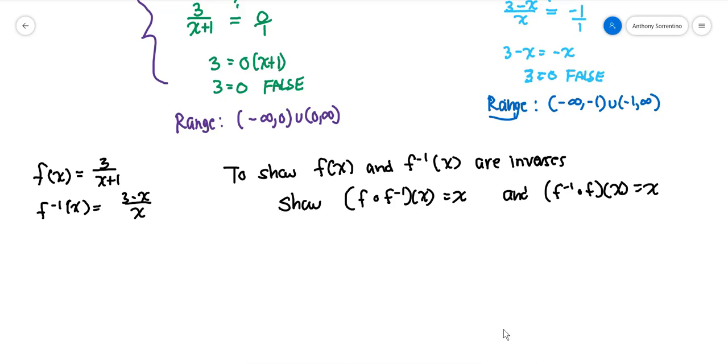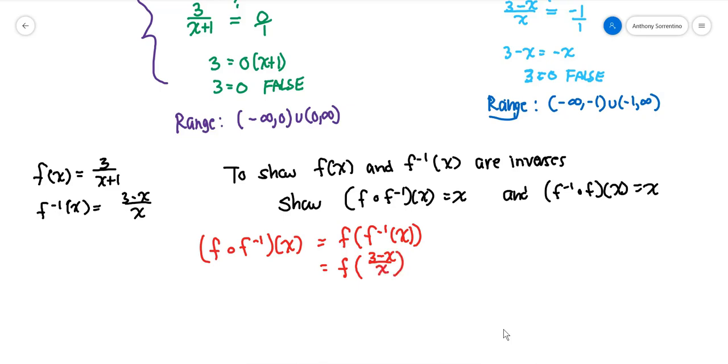Let's see what happens when I do f of f negative 1 of x, which of course would be interpreted as this. Now, I have x in the parentheses, so I know I'm looking to get an expression, which means that the only thing I can really do, working my way from the innermost parentheses out, is I'm going to put the formula in here for f negative 1 of x, which means I'm going to go to the function f of x and replace every x with a 3 minus x over x in its place.